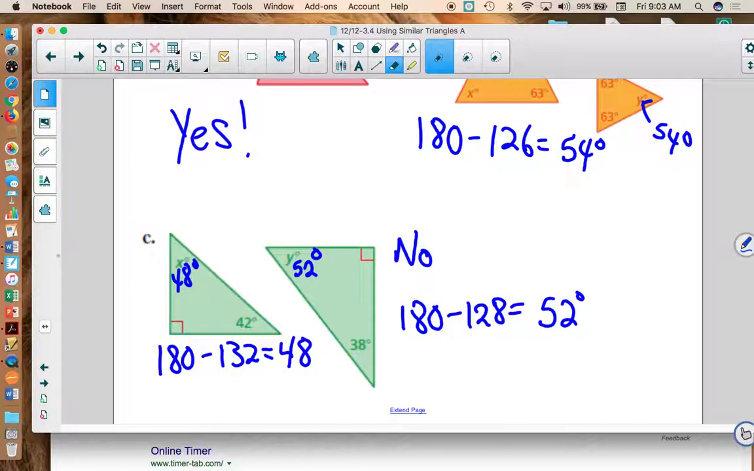Okay? Understand why I say don't make that assumption. Don't assume that they're going to be similar. Do the math. Do the calculation.